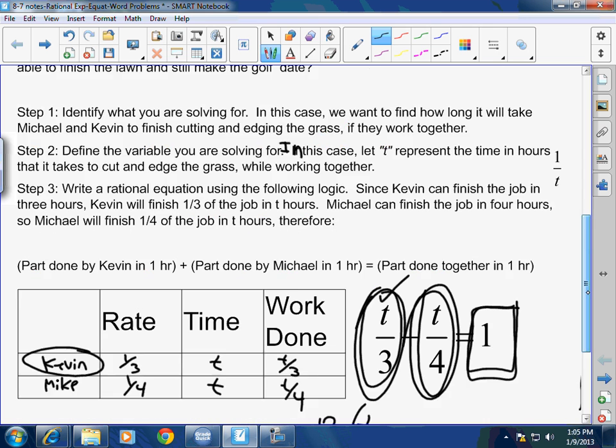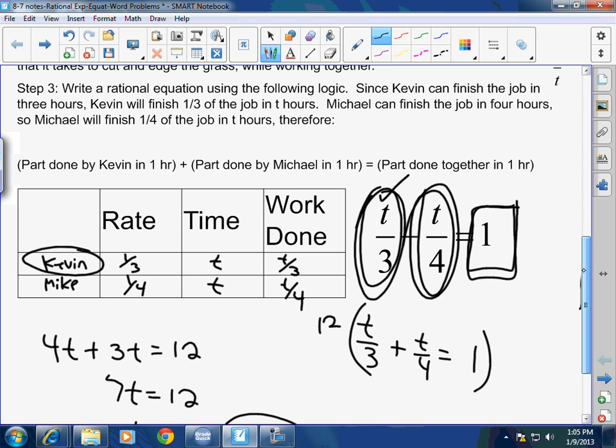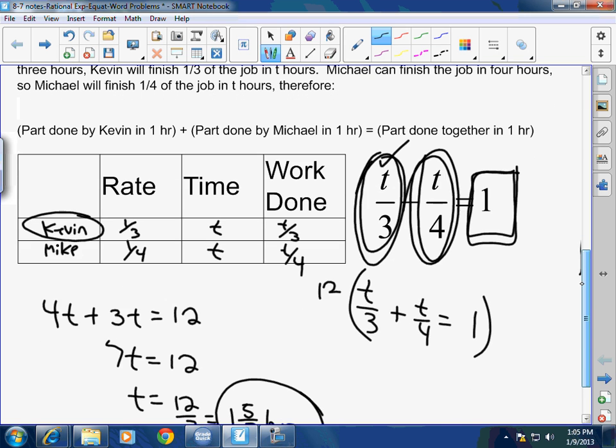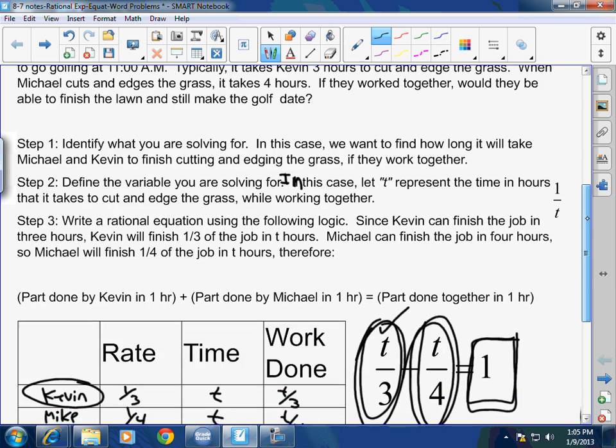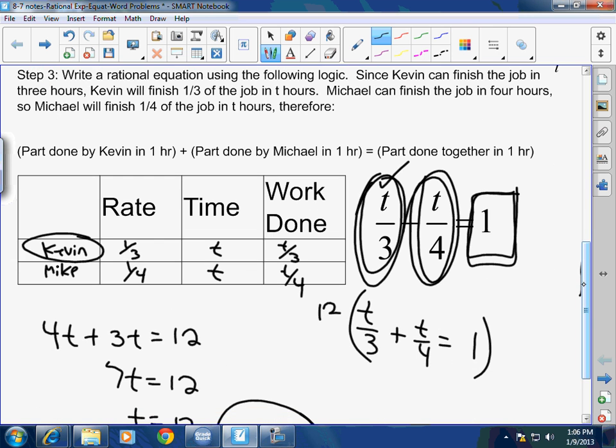Yeah, Papa. How do I calculate the part done by Kevin? Okay, thank you, Papa. Doesn't it correct? So isn't that 1/3 of the job in 1 hour? Thank you, my brother. Thank you.